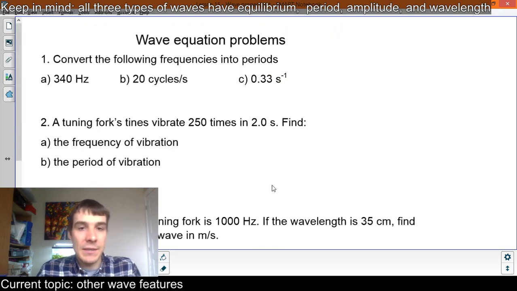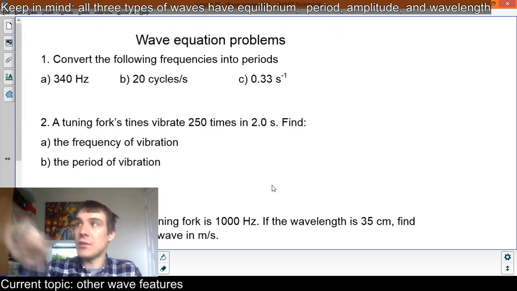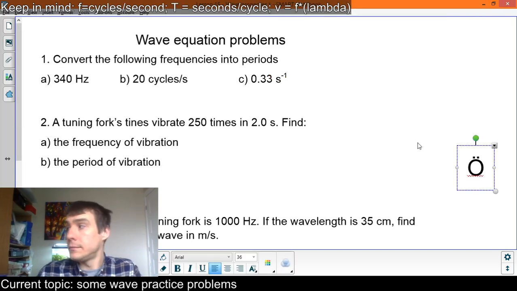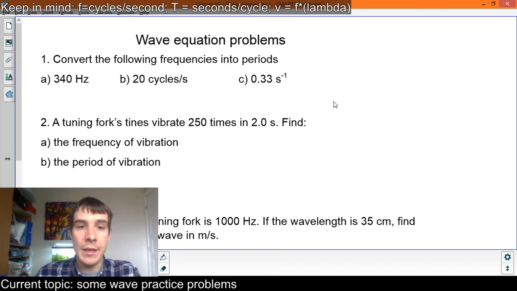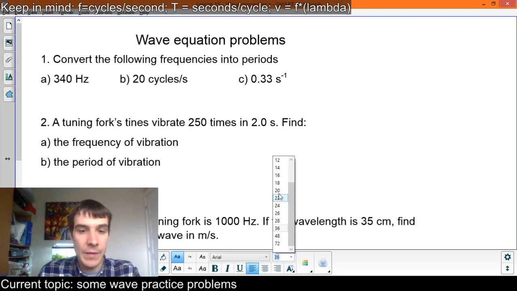We're going to do some practice problems. So I'm going to pause while I change this. Okay, we're back off pause, and we're going to try some different practice problems. We're actually going to start with number 2 here, because it's easier to start with number 2.